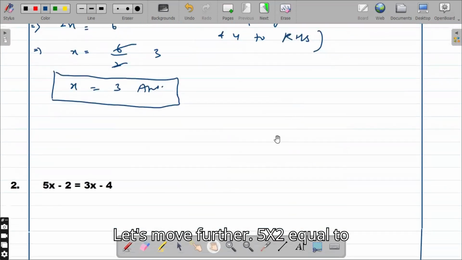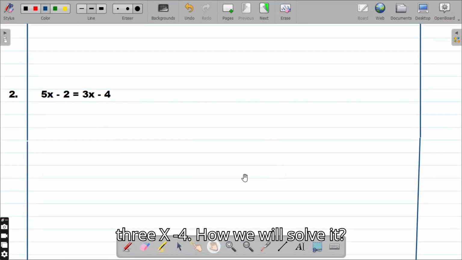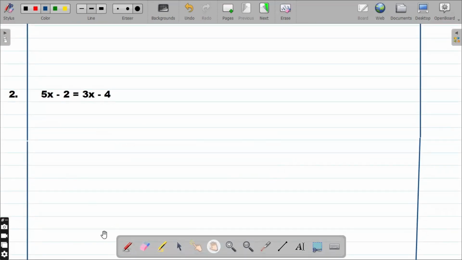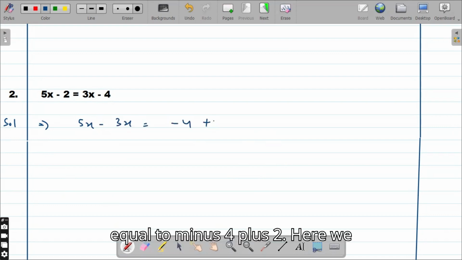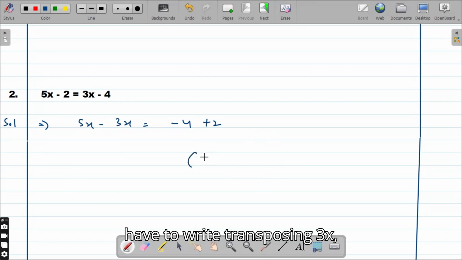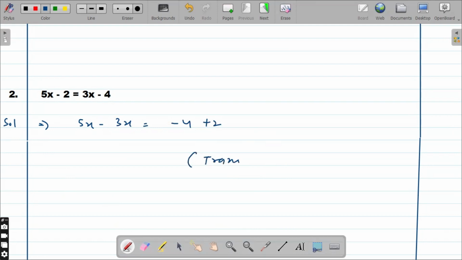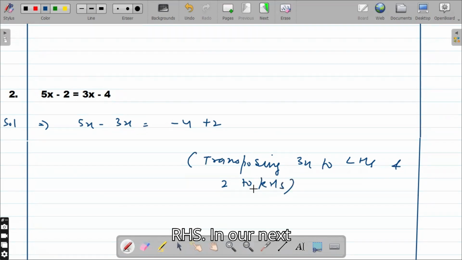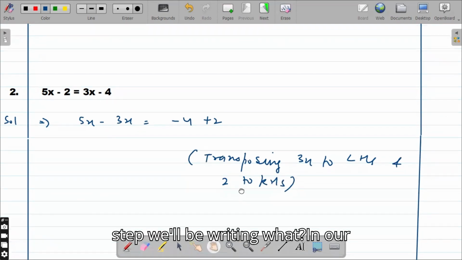Let's move further. 5x minus 2 equal to 3x minus 4. How we will solve it? Just write. First step would be 5x minus 3x equal to minus 4 plus 2. Here we have to write transposing 3x to LHS and 2 to RHS.